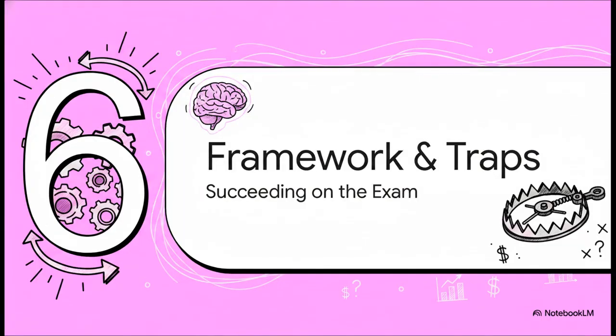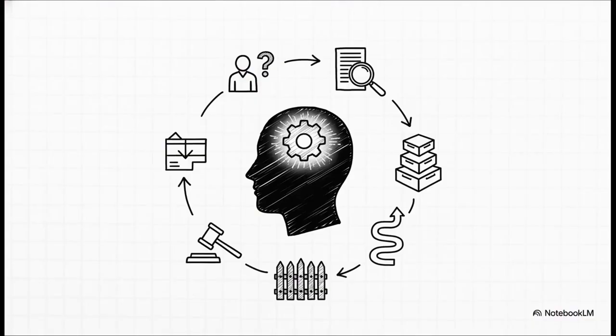Finally, Section 6, Framework and Common Traps. This is how you pull it all together on exam day. Here is your rapid-fire framework. Every time you read a multiple-choice question or open up a TBS, ask yourself, who is the taxpayer? What specific item is being tested? Immediately classify it. Is this an inclusion, an exclusion, a deduction, a credit, or a limited loss? Where exactly does it fit in the Form 1040 flow?